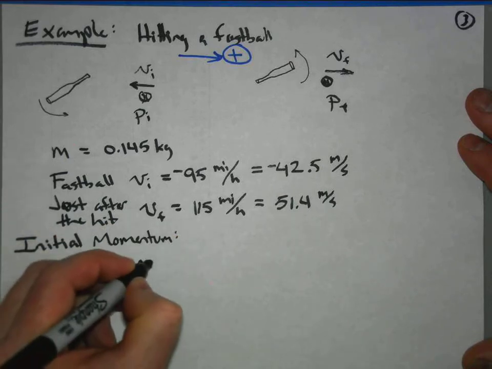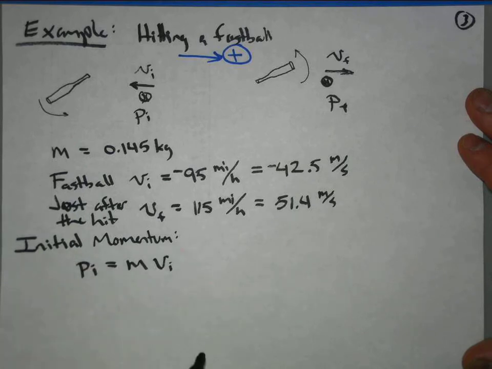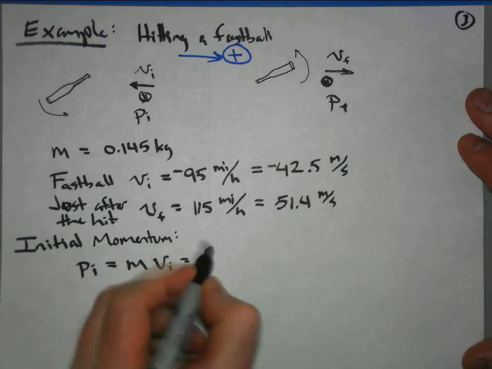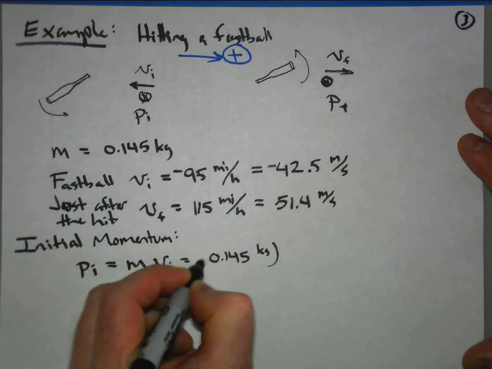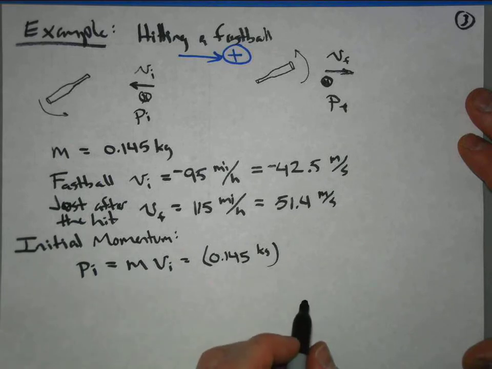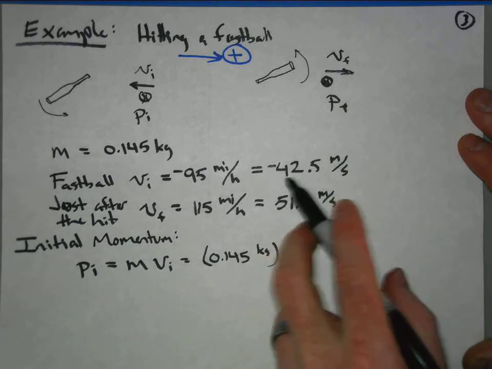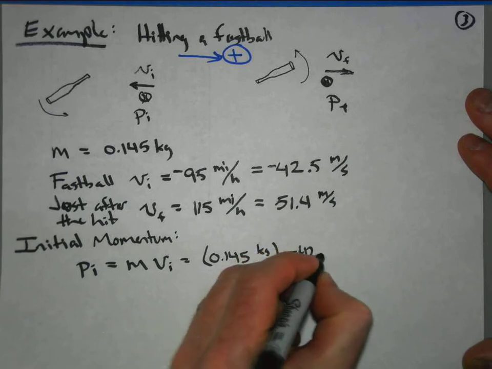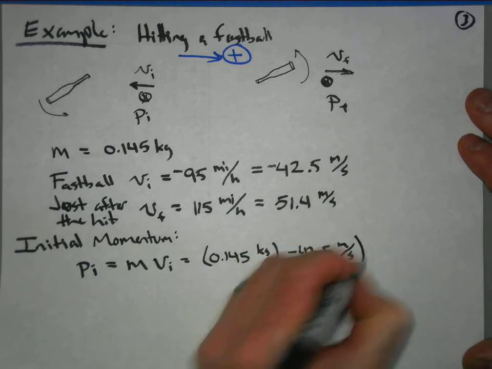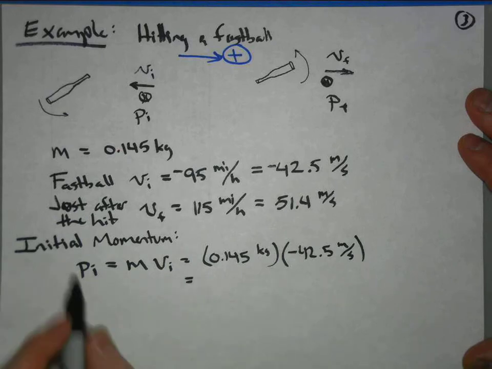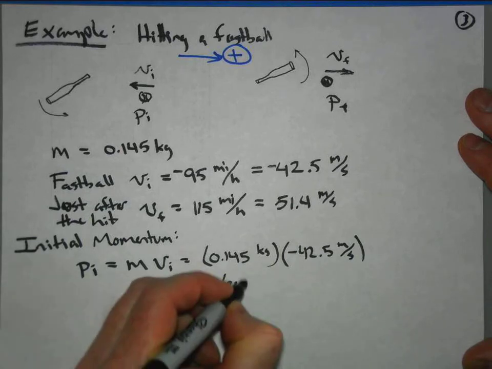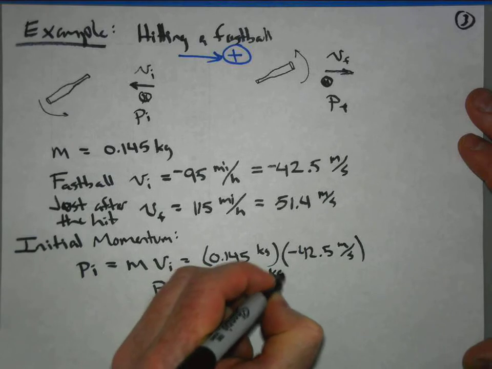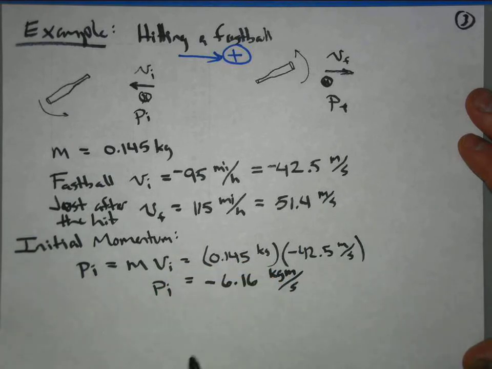Well, that's just mass times initial velocity, right? Very straightforward there. So our mass is 0.145 kilograms, and our initial velocity is negative 42.5 meters per second. And so our initial momentum is going to have a value of negative 6.16 kilogram meters per second. So we have that initial value.